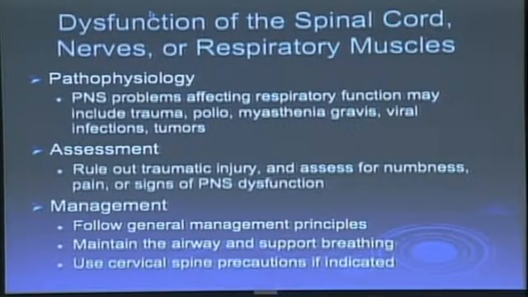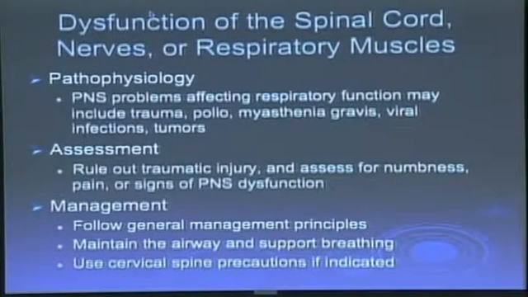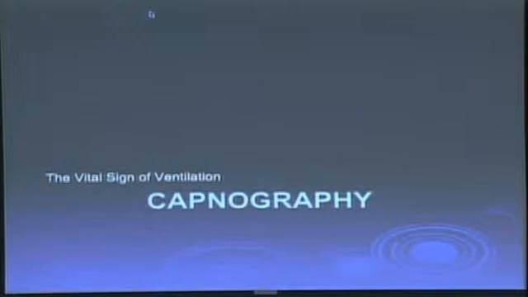Spinal cord, peripheral nervous system problems that can affect respirations are trauma, polio, myasthenia gravis, other viral infections, tumors, traumatic injury, and your management of that sort of thing is maintain airway, support breathing, cervical spine precautions if we're dealing with a potential trauma.